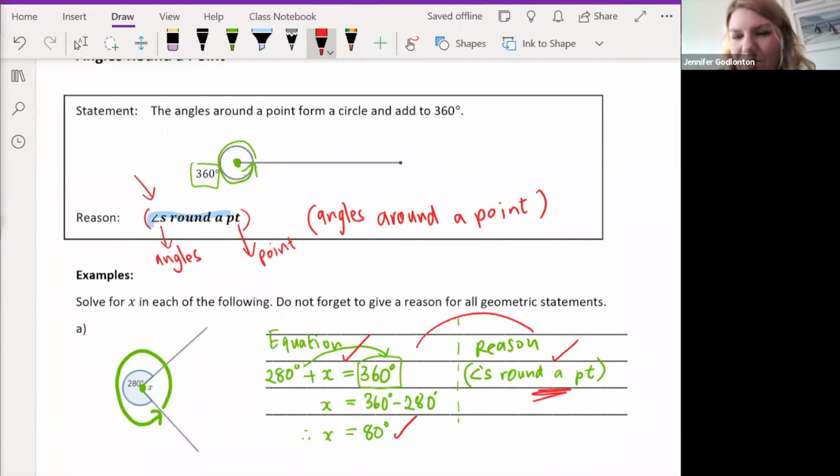Okay, last question, then we're going to move on to the next one. Robin, how can I help? I just wanted to know, how do you get the reason? So the reason is something that we're going to have to learn over time. For the moment, this is the only reason we are learning. So all of your reasons for now will be angles around a point. And as we start bringing in new reasons, we have to figure out which reason we're going to use.